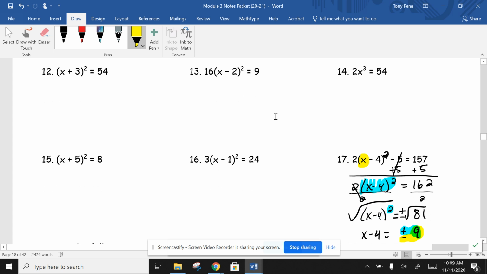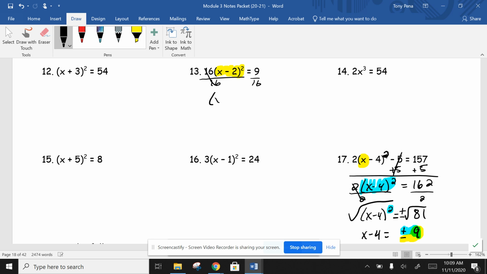So number 13, look at your squared term. So here's our squared term in this case. That's what we want to get by itself. It's currently getting multiplied by a 16. So in order to get rid of that 16, we undo multiplication through division. So we're going to divide each side by that 16.